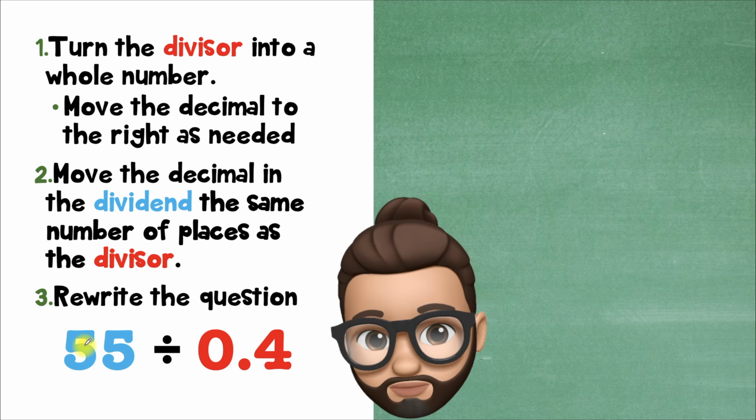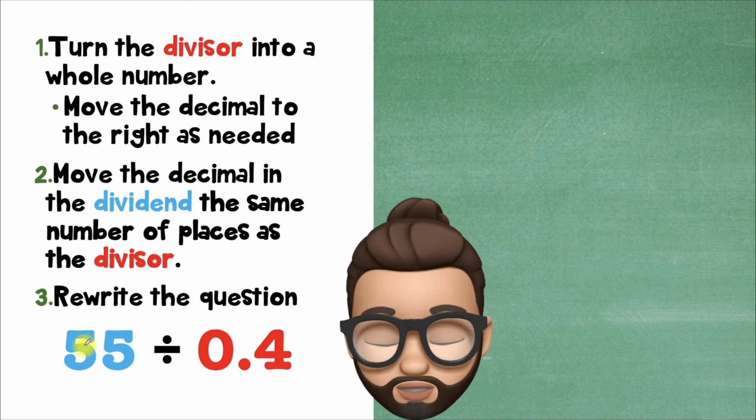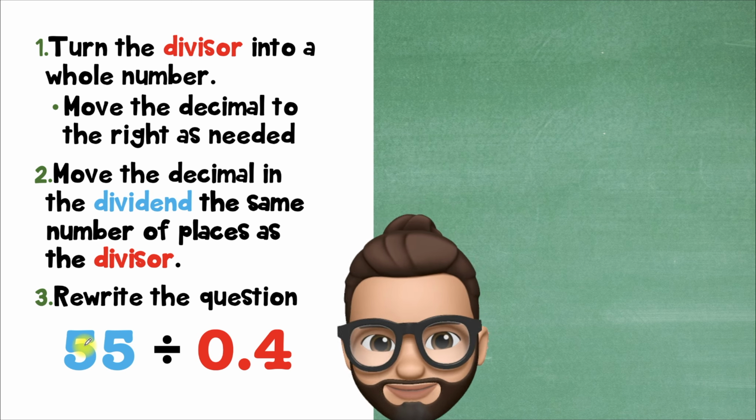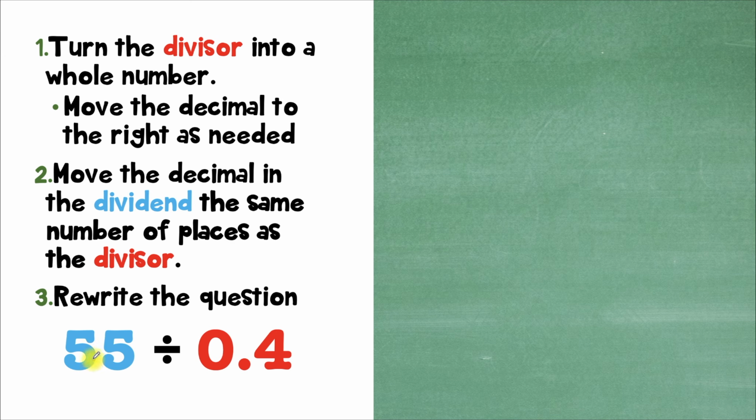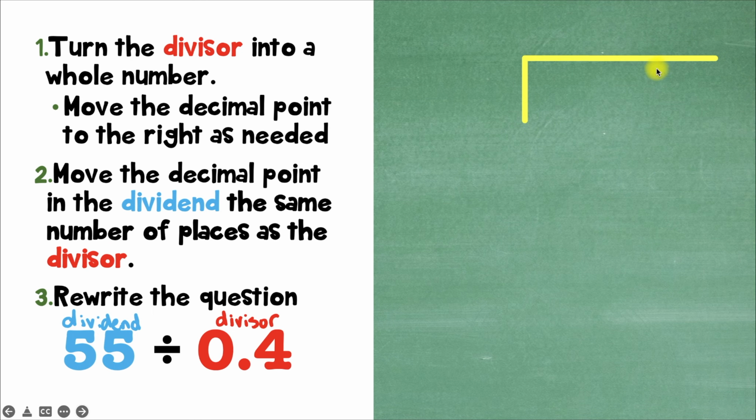Here's example 2. Give it a shot and see how you do. Good luck. So remember, when the problem is written like this, the first value is your dividend, and the second value is your divisor. So when we're setting up our long division notation, our dividend, 55, will go inside the house, and our divisor, 0.4, will go outside the house.